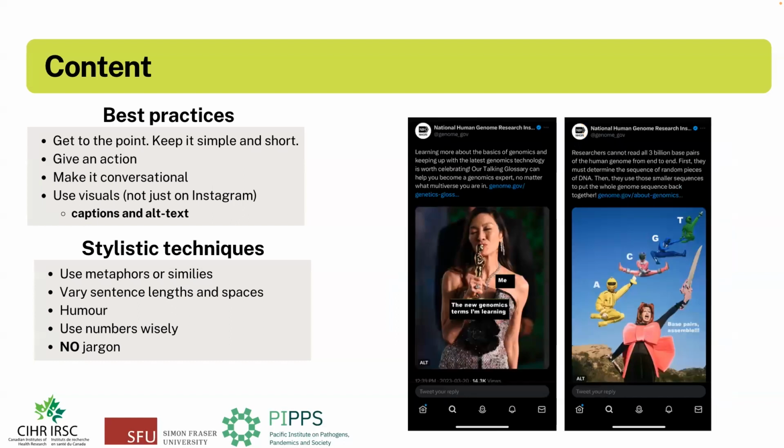Now, one of my favorite science social media accounts to follow is @genomegov, or @genome_gov. This is the National Human Genome Research Institute, and they do a really wonderful job of using memes, humor, and cultural references, all while educating and talking about difficult, complex issues. So I would highly recommend checking them out for some inspiration as well.